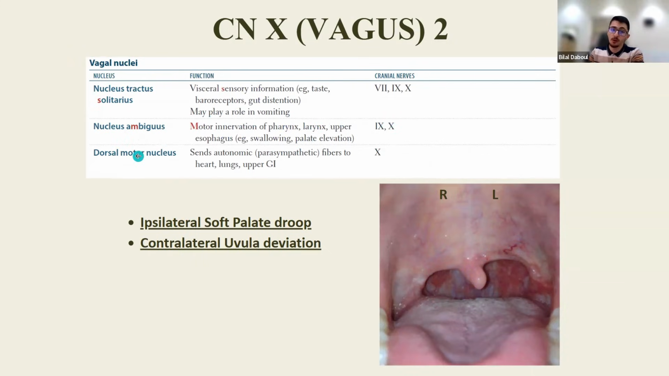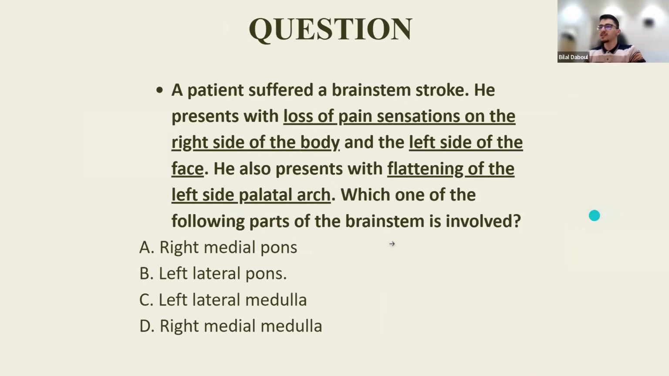Again, so motor innervation of the pharynx and larynx is through the glossopharyngeal and the vagus. Now, the dorsal motor nucleus is the parasympathetic nucleus of the vagus nerve. It sends the autonomic or the preganglionic parasympathetic fibers to the thoracoabdominal viscera, including the heart, for bradycardia, slowing the heart rate, the lungs for bronchoconstriction, the upper GI for inducing peristalsis or smooth muscle contraction. So again, in terms of signs of lesions of the nucleus ambiguus and even the vagus nerve, but most commonly the nucleus ambiguus, you have ipsilateral soft palate droop, you have contralateral uvula deviation, as in this case. That's the uvula.